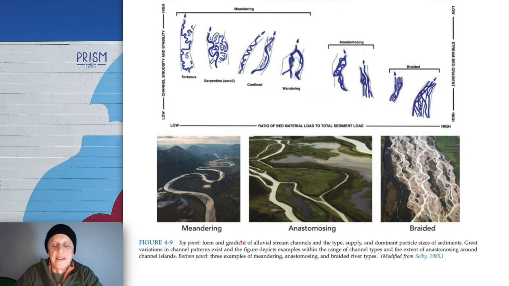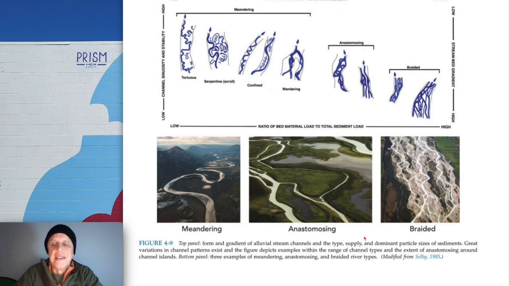If we look at the legend to the figures, the top panel shows the form and gradient of alluvial stream channels and the type, supply, and dominant particle sizes of sediments. Great variation in channel patterns exists, and the figure depicts examples within the range of channel types and the extent of anastomosing around channel islands. Bottom panel, three examples of meandering, anastomosing, and braided river types.